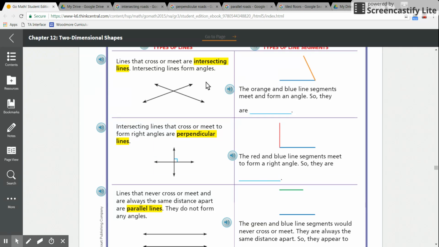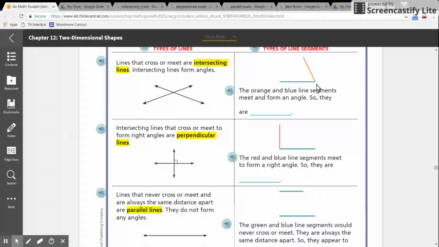All right, and we see this a lot in polygons. The orange and blue line segments meet right here, so they are intersecting and they form an angle. Now we don't see them keep going, but just because they meet right there at that point, that makes them intersecting lines. The way I'm going to show you intersecting lines today is by showing you some roads.